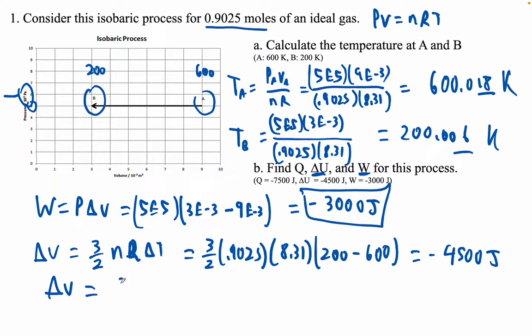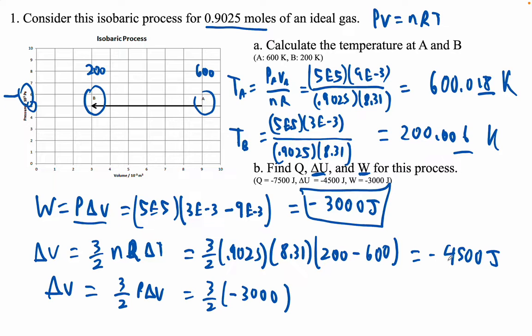It's 3/2 P delta V. We already figured out that P delta V is negative 3,000. So it's going to be 3/2 times negative 3,000. We just figured out this is P delta V right here. So the change in internal energy for one of these isobaric processes is 3/2 the work that you did. Well, 3/2 of negative 3,000 is negative 4,500.